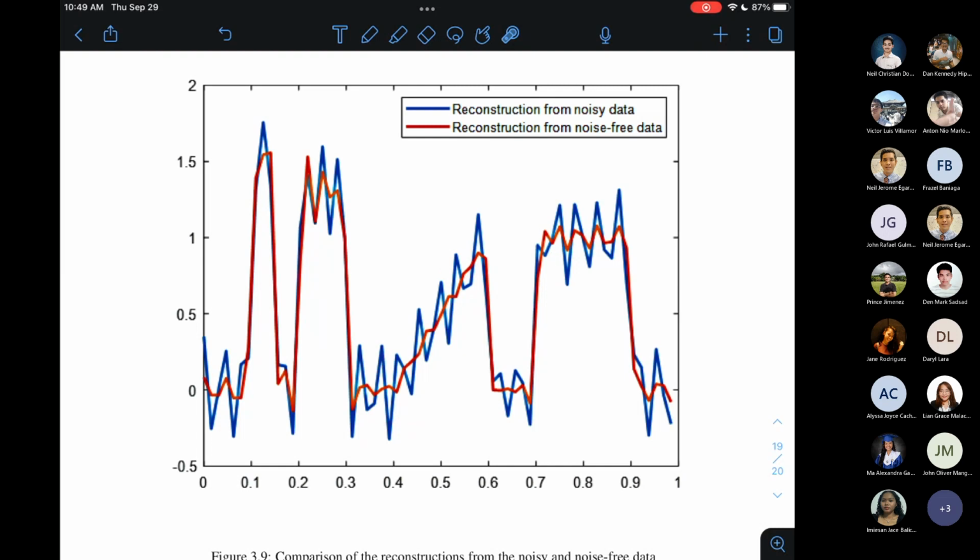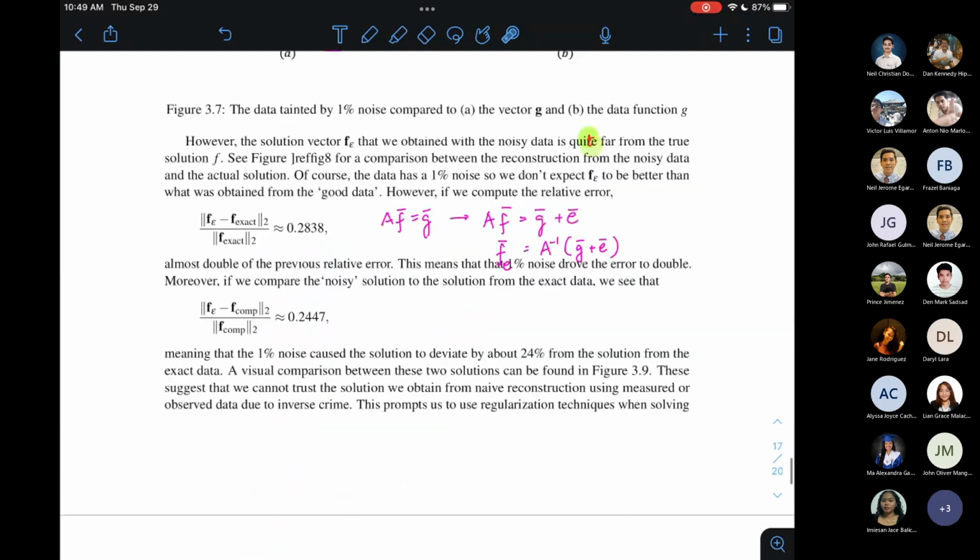In fact, there was about I think 24% change dun sa na-compute natin na solution. So ibig sabihin yung 1% na noise na ginamit ko dun sa aking simulation, nag-cause siya ng 24% na change doon sa actual solution, which is very significant. And then that 24% caused our reconstruction from noisy data to be very far off from the intended function f. Kaya makikita natin dito, yeah, unfortunately, hindi gagana yung naive reconstruction.